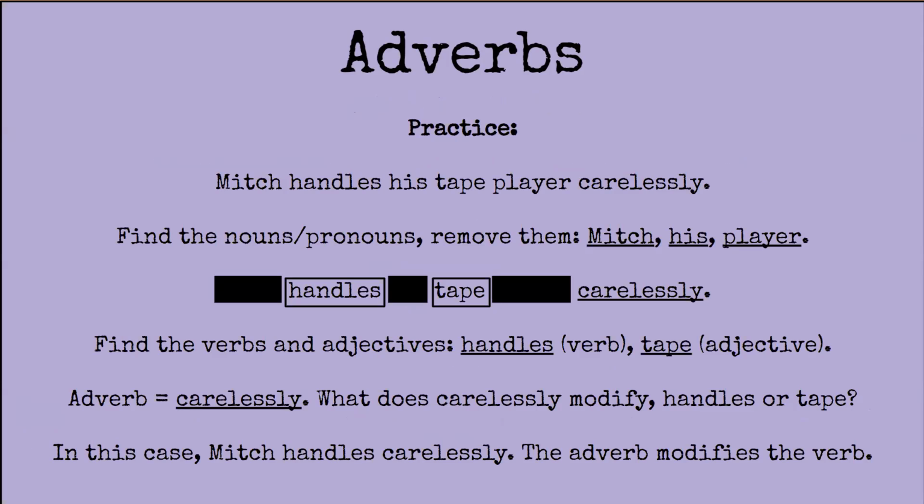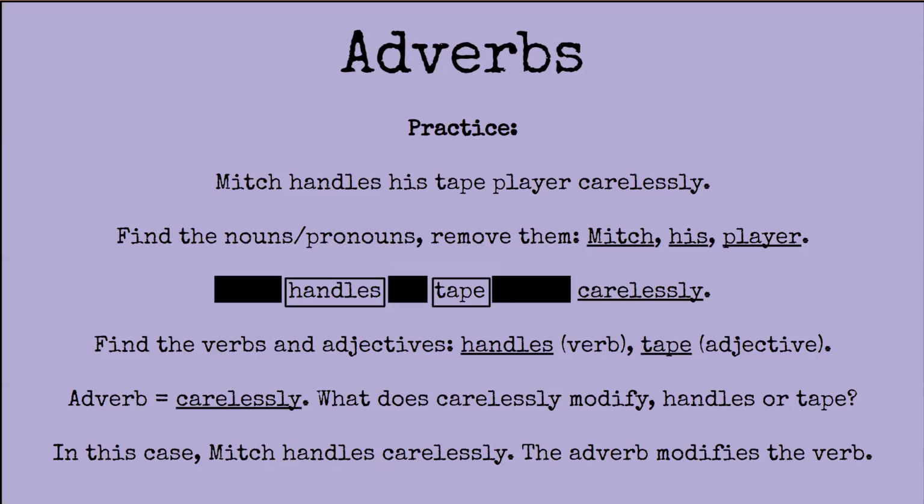So I find that the nouns and pronouns in this sentence are Mitch, his, and player. So I blacked them out. I got rid of Mitch, I got rid of his, and I got rid of player. And all I have left are handles, tape, and carelessly. Now that I only have 3 words remaining, it helps me identify what each one of those are.